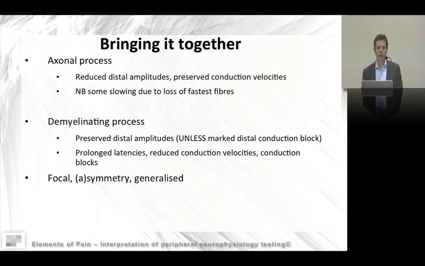Understanding these parameters together allows us to group things into axonal processes, where we have reduced distal amplitude and preserved conduction velocities, with some slowing from the loss of the fast fibers, and this, as said, will be the general pattern we see. Demyelinating processes are different in that we generally have some relative preservation of the distal amplitudes, but we get prolonged latencies, slowed velocities, and we'll see occasional conduction blocks. And then, as well as looking at whether there are axonal or demyelinating features, we then look at whether it is a focal process, a mononeuropathy, a symmetrical or asymmetrical process, or a generalized process.